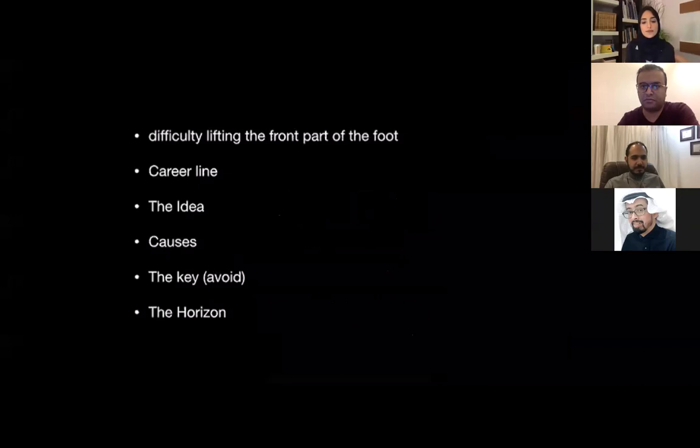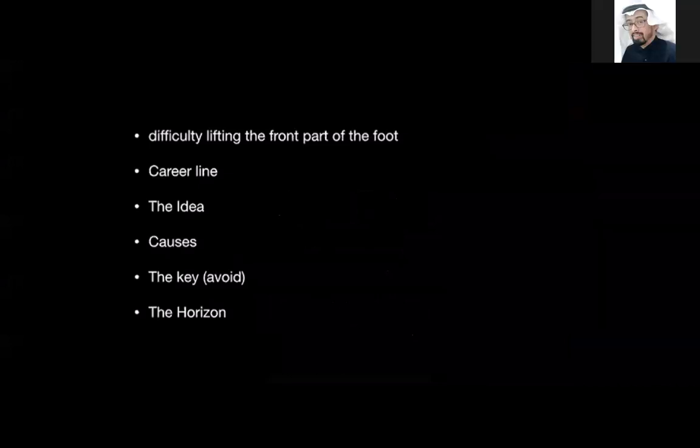So foot drop, I think, is one of the challenging problems or complications that we are facing in our field. Basically, this is difficulty in lifting the front part of the foot. And one of us definitely faced this issue, maybe in residency or fellowship or even in his career.